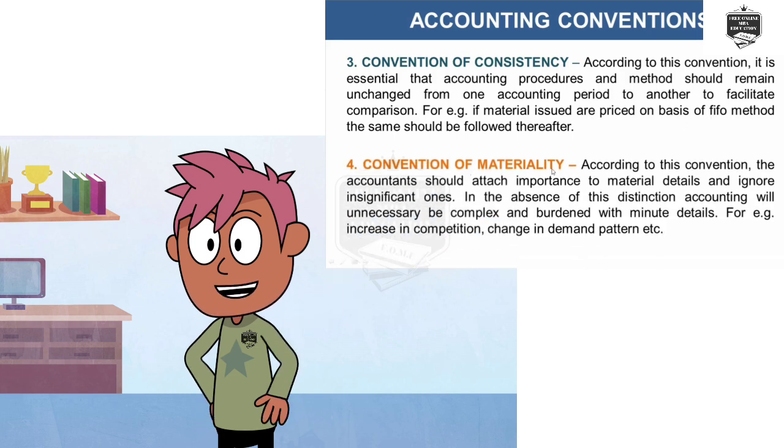Then the last is the convention of materiality. According to this convention, the accountant should attach importance to material details or facts and ignore insignificant ones. So only those transactions that consist of material facts, which are of importance to the business, should be recorded, and insignificant ones should be ignored. We also discussed that only quantitative transactions, those that can be measured in terms of money, should be recorded. In the absence of this distinction, if we record immaterial facts also, what will happen?